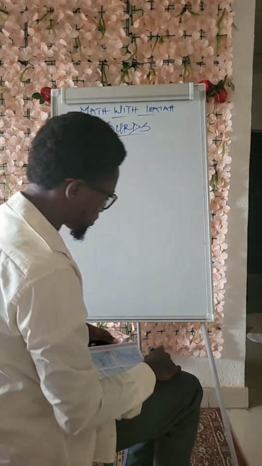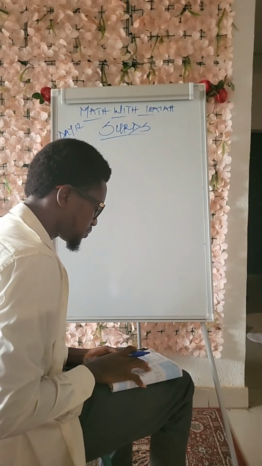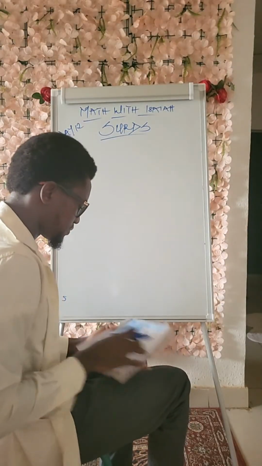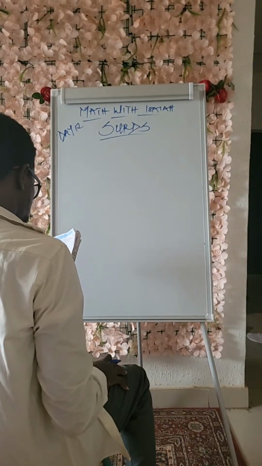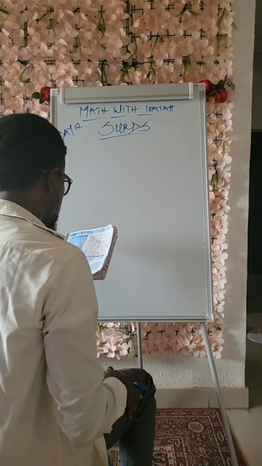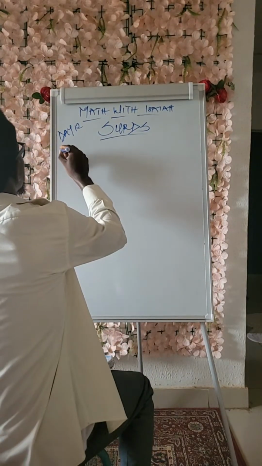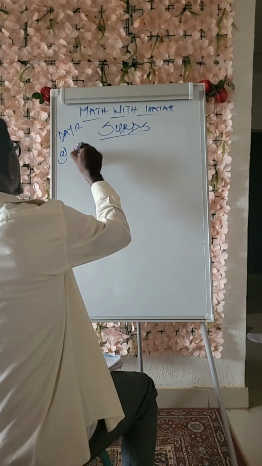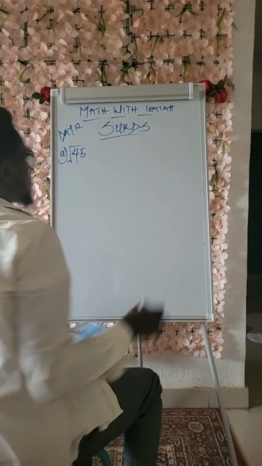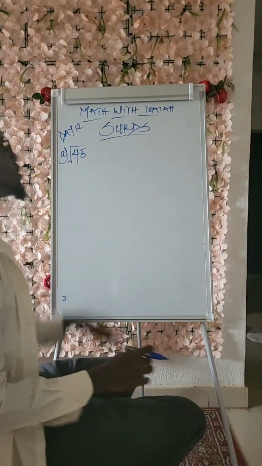So today we're looking at SURDS. SURDS has to do with roots and improper equations. Very quick one. I don't want to take so much time today. So for example, let's look at this: the square root of 45. Now this is what SURDS look like.